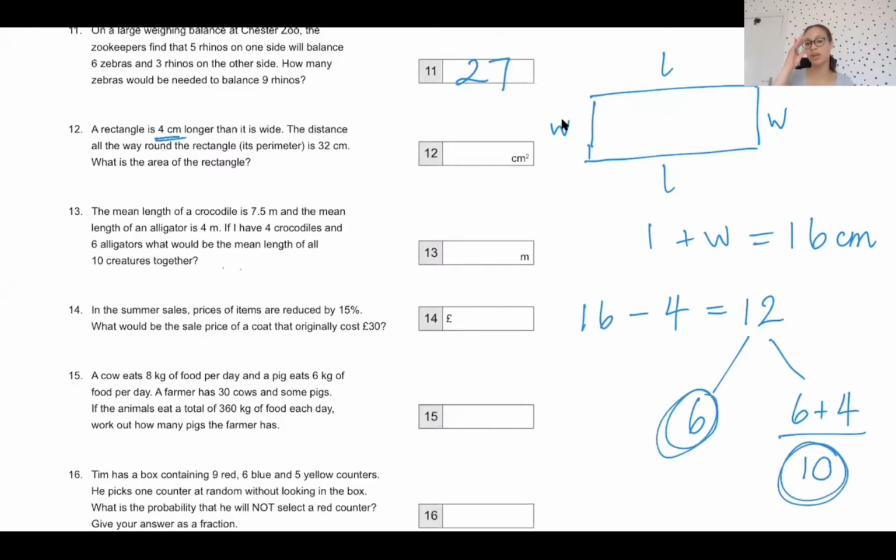Now remember to reread the question so that you're answering what they've asked, because our answer is not 6 and our answer is not 10. So the area of the rectangle, we're going to have to multiply those. So 6 times 10, it's 60.